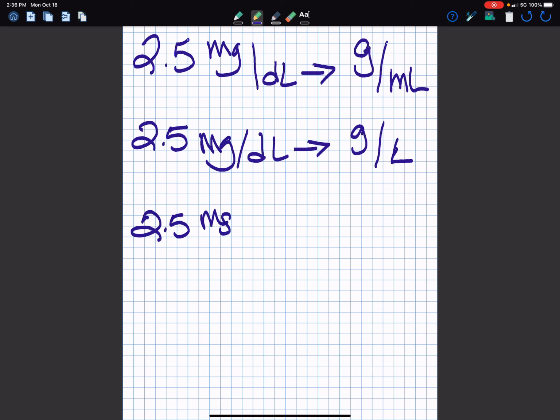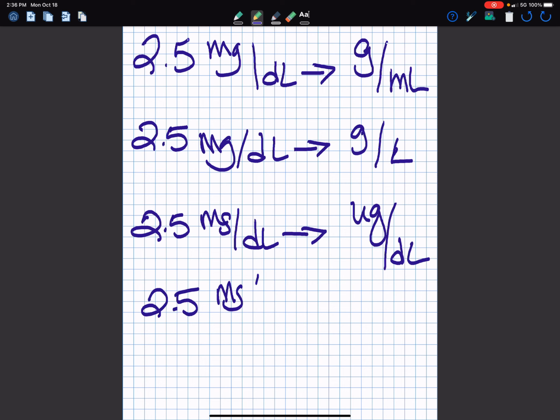2.5 milligrams per deciliter. I want you to give it to me in micrograms per deciliter. And one more. 2.5 milligrams per deciliter. I want you to give it to me in micrograms per microliter. Okay? So, I'm going to write myself a note here to make sure that I have the same stuff you do.